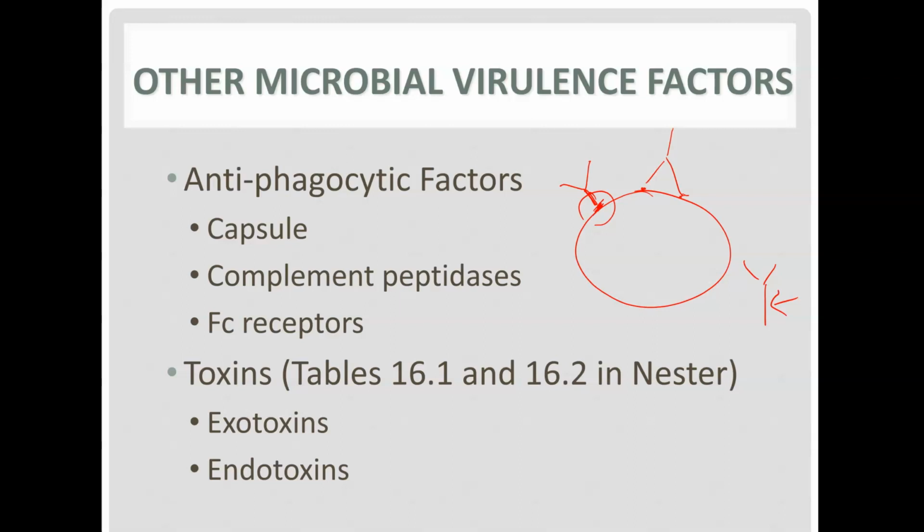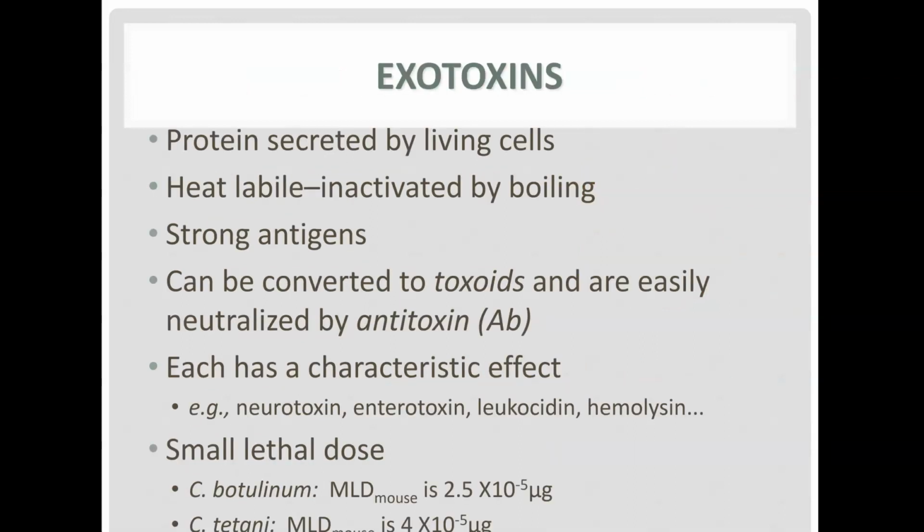And so we have two categories of toxins, exotoxins and endotoxins. And I do want to spend a little bit of time on these because they are a topic that's important to you as health professionals. So let's talk about exotoxins first. Exotoxins are probably what you think of when you think of a toxin that's produced by a bacteria.